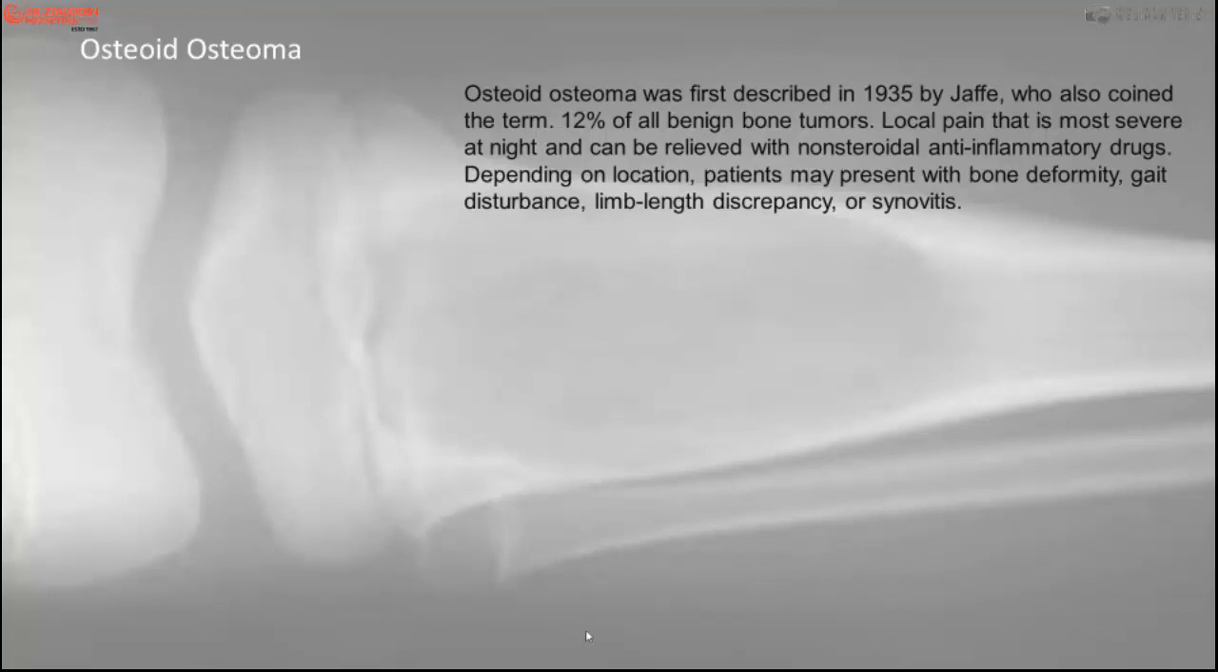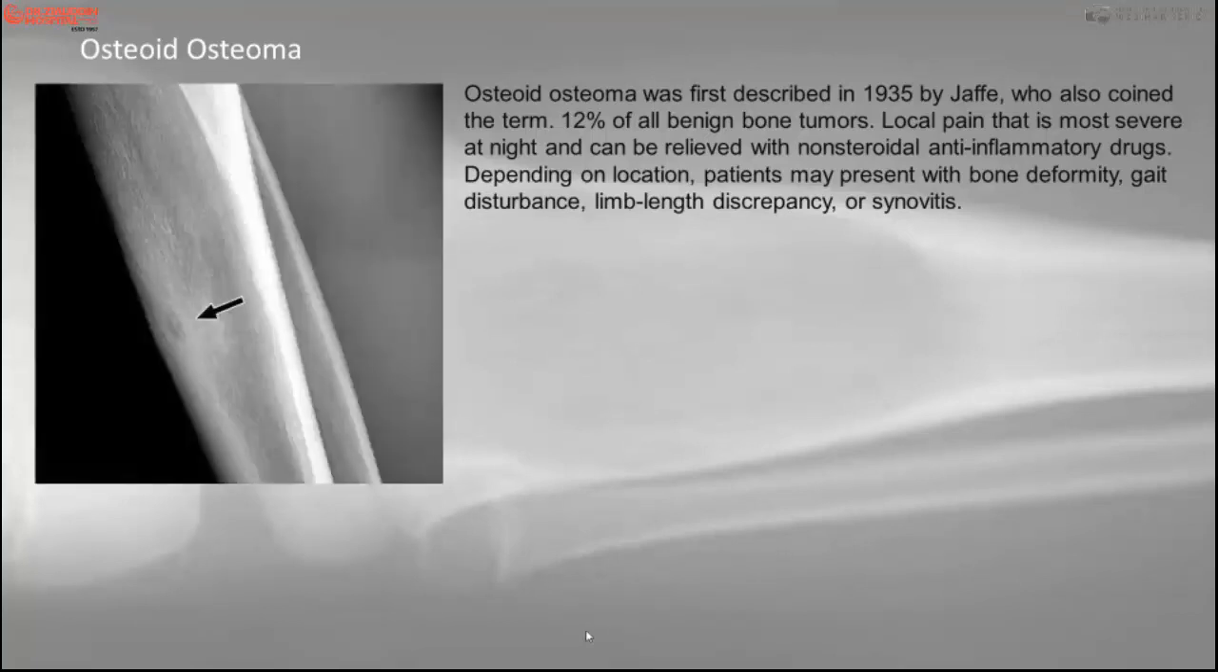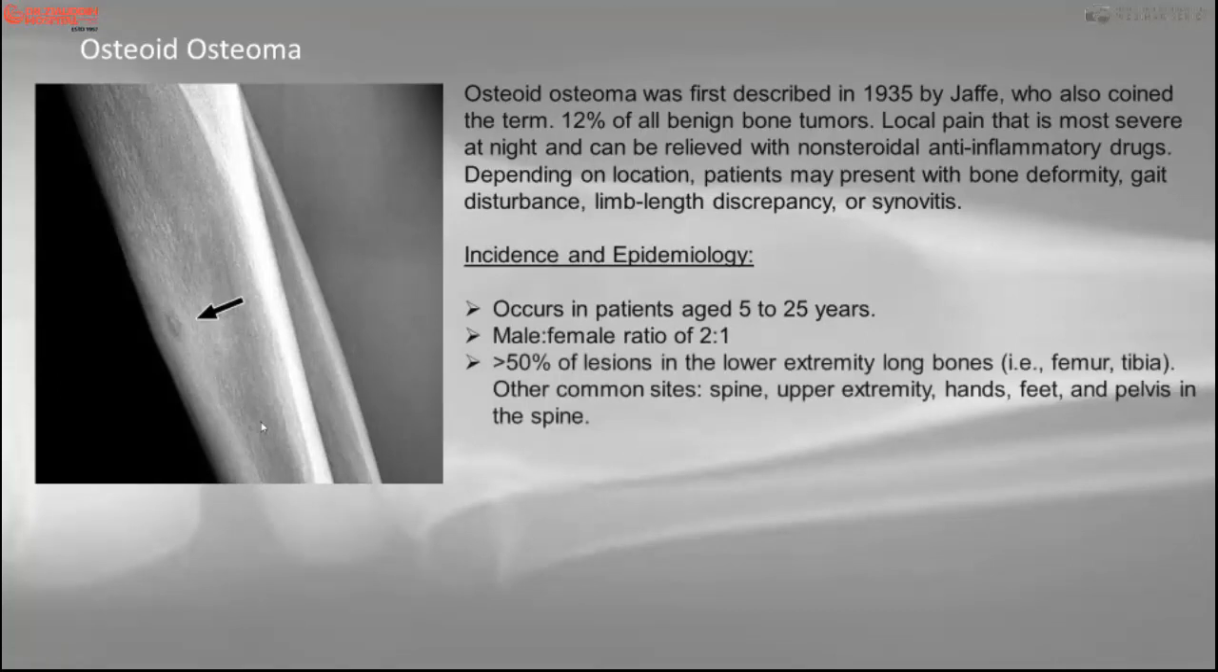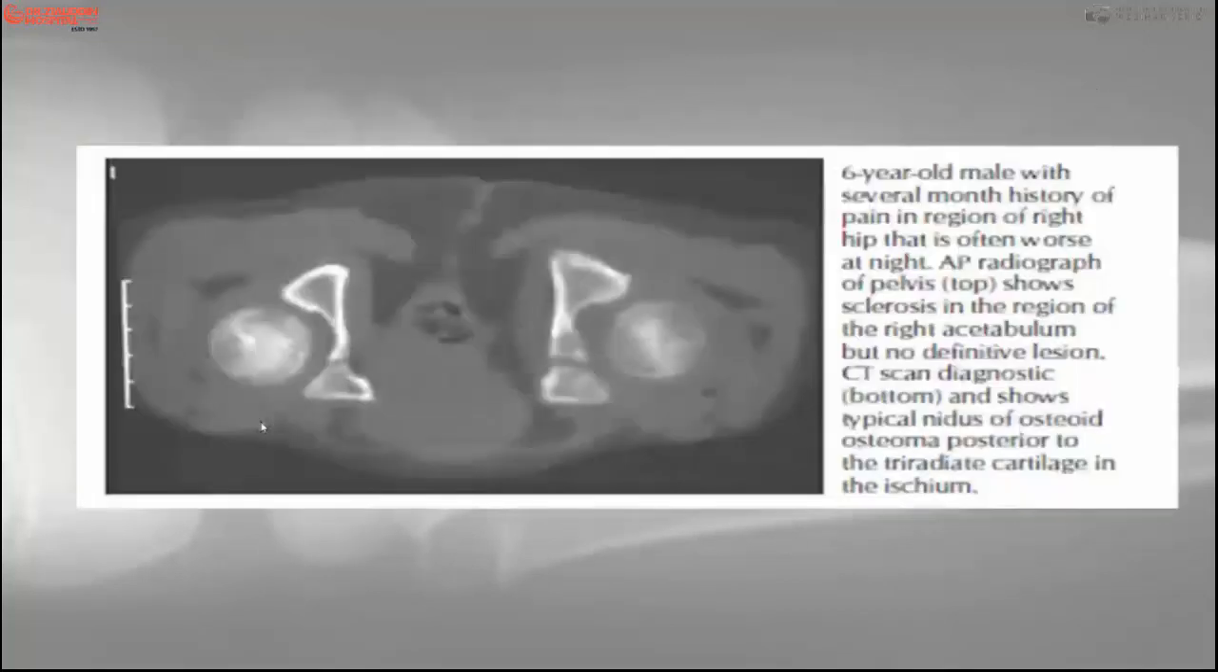Depending on the location, the patient may present with bony deformity, gait disturbance, and if it's in the spine, even scoliosis. So this is a very subtle image of the osteoid osteoma. If you look closer, there's a small nidus in the center surrounded by a rim of bone sclerosis. Incidence is usually at 5 to 25 years of age. Males have more predilection, and 50% of lesions are in the lower limb.